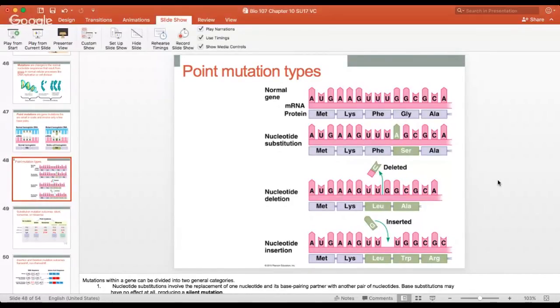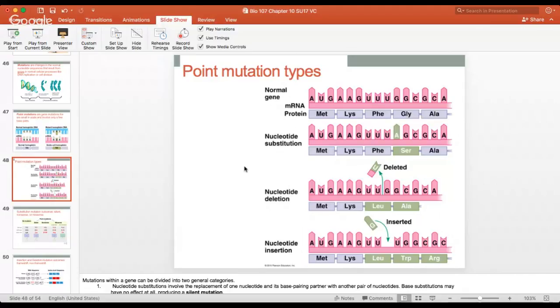There we go. So here, for our substitution, this normally is supposed to be a G, and if it changes to an A, that's going to change this amino acid from a glycine to a serine. So this amino acid is actually going to change because this nucleotide is now different.